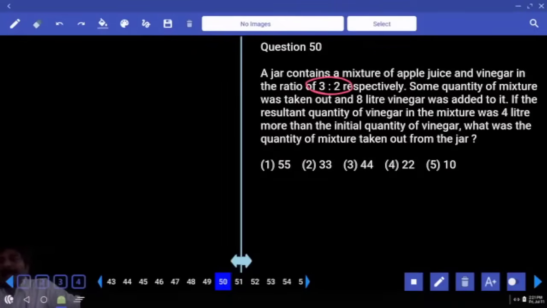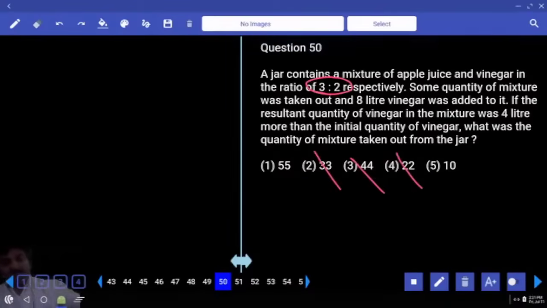Initially, apple and vinegar are in the ratio 3:2. Some quantity is taken out. Correct? The remaining quantity also should have apple and vinegar in the ratio 3:2. The quantity which we are taking out also should be in the ratio 3:2. How many parts are we taking? It should be a multiple of 5. Go to the options. 2 options are there. If there is only one, you need not solve the question. Leave it because 2 options are there.